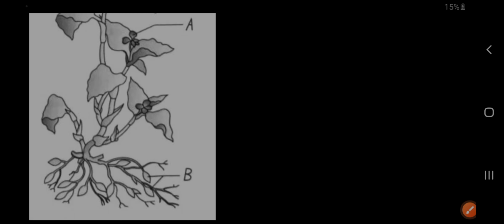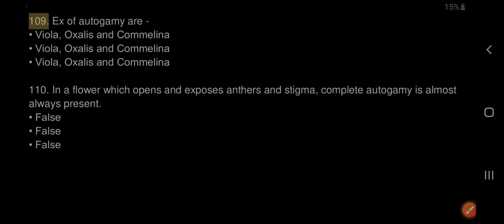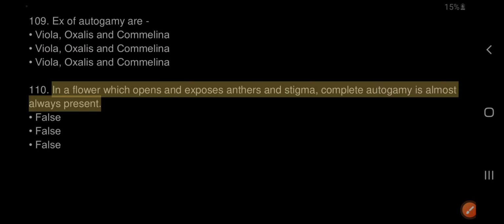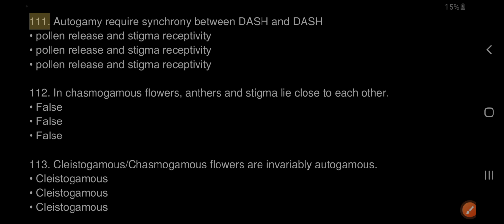109. Examples of autogamy are Viola, Oxalis and Commelina. 110. In a flower which opens and exposes anthers and stigma, complete autogamy is almost always present. False. 111. Autogamy requires synchrony between dash and dash.